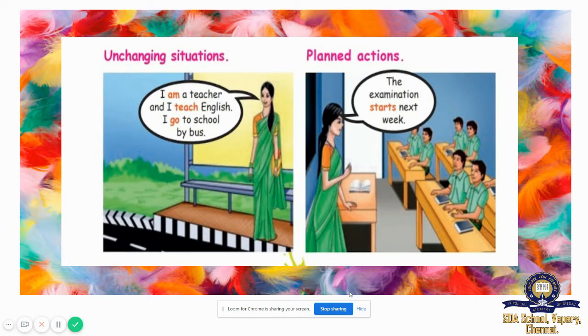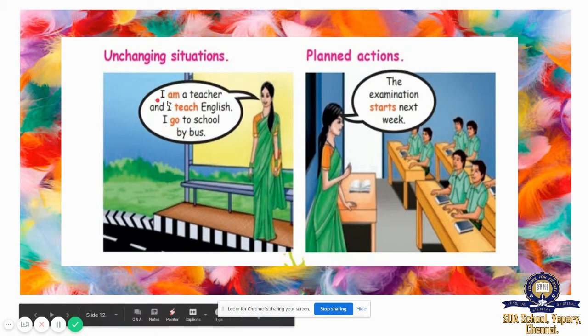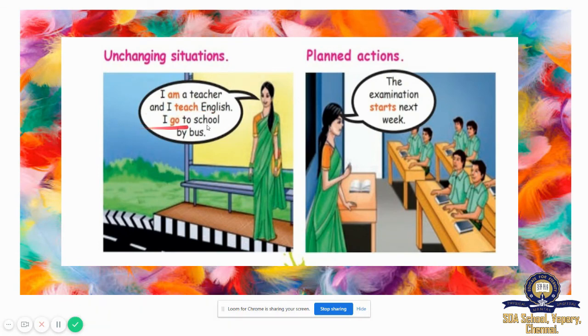Next, unchanging situations. What is an unchanging situation? Happening regularly. Yes, I am a teacher and I teach English. I go to school by bus. So here, what are the present tense verbs? Am, teach and go. Yes.